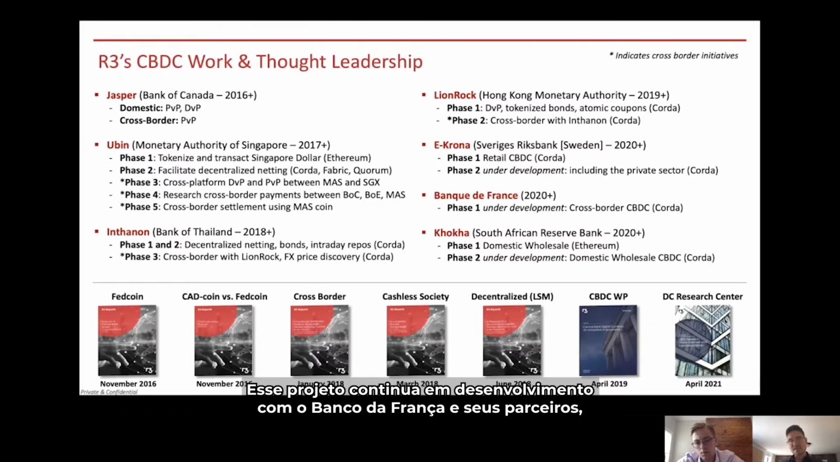That project continues today. Lots of development with the Bank of France and its partners. We expect to see a lot more announced in the next several months as this project continues to evolve. But here, really exciting to start to look at the notion of cross-border currencies and assets and the settlement of these things in heterogeneous environments.